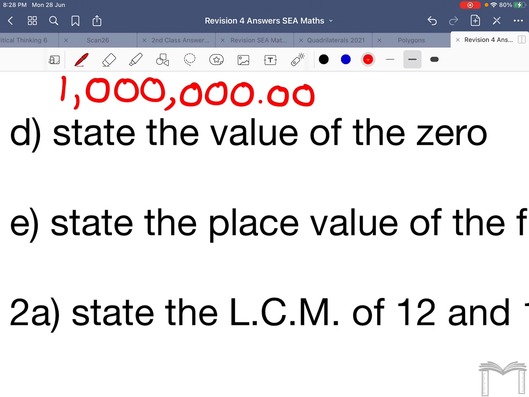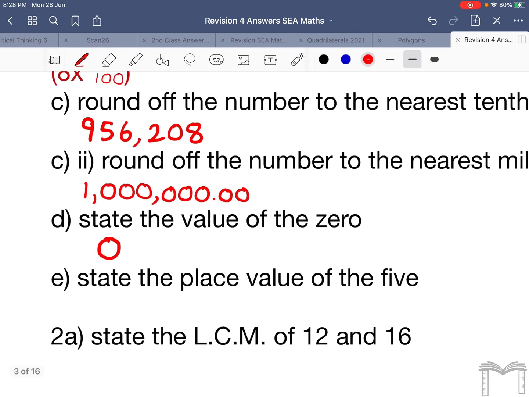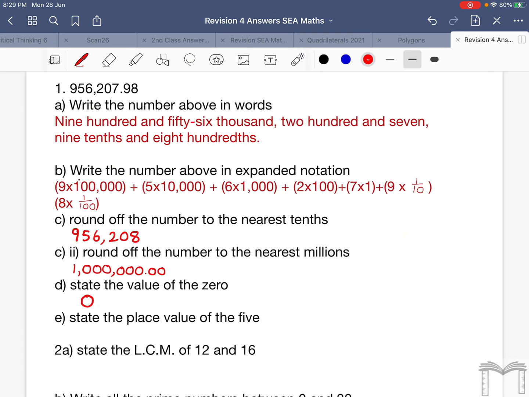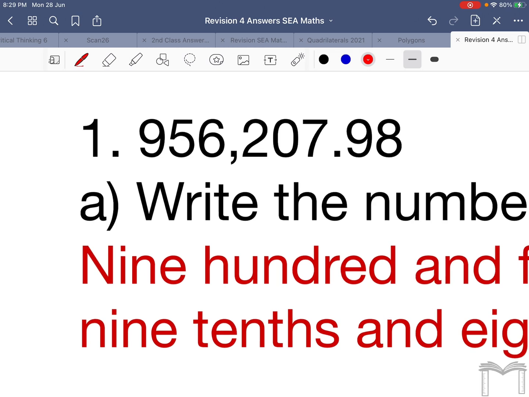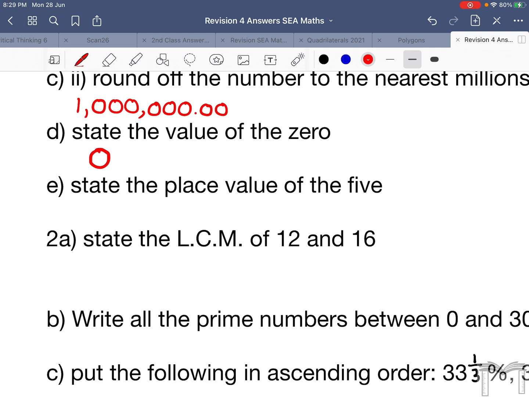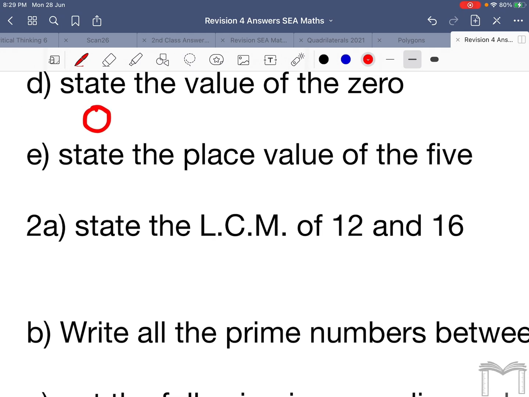So remember, value is how much the digit is worth, and place value is the position that the digit is placed in. Part E. State the place value of the 5. So the 5 is in the tens of thousands position or column. So the answer is tens of thousands. So it's better to write that in words. Don't write 10,000, you will get it wrong.